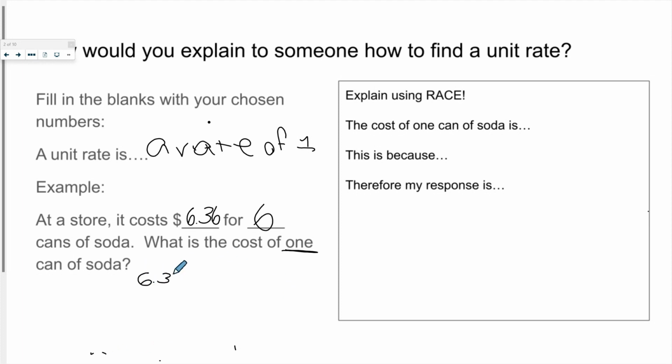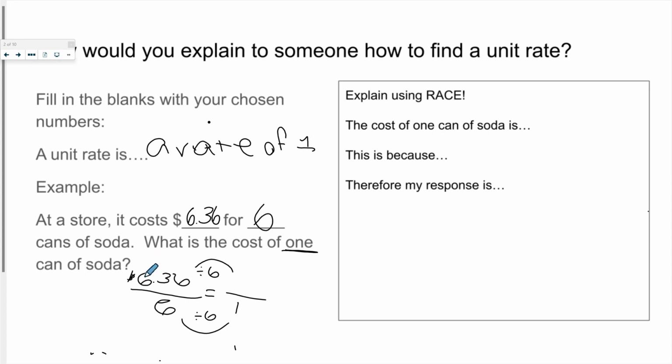All right, so let's write down our information. We have $6.36 for 6, but we want to know the cost of 1. How would I go from 6 cans to 1 can? That is right, we would divide by 6. Now we need to do $6.36 divided by 6, because if we divide the number of cans by 6, we also have to divide the price by 6.